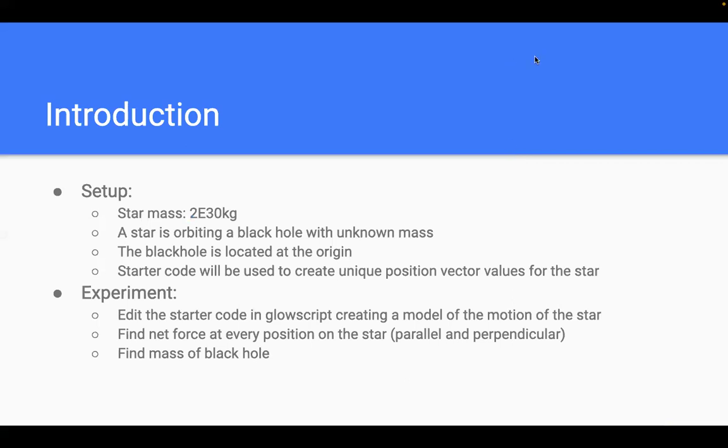To introduce it, we set up with the star mass given, and a star is orbiting a black hole with an unknown mass. The black hole is located at the origin, and the starter code will be used to create unique position vector values for the star.